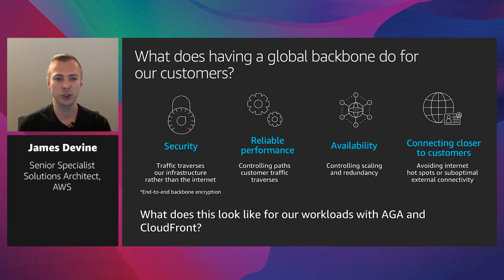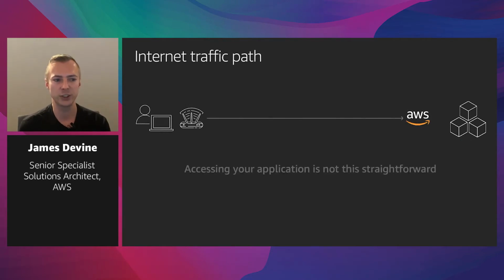The larger distances that you have and more latency, typically the worse performance you'll get out of your applications. By avoiding internet hotspots and suboptimal external connectivity, we can really improve the user experience and make applications perform better. And we can do this with both Global Accelerator and with CloudFront. If we take a look at the traditional internet path that a customer might take to an application, we'd obviously love it if everyone had direct fiber into one of our regions, but that's simply not possible or scalable.